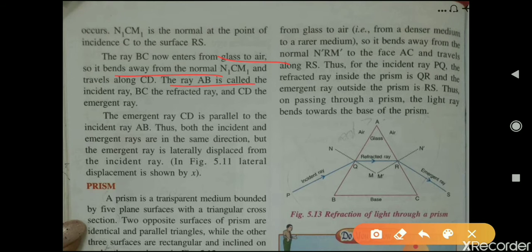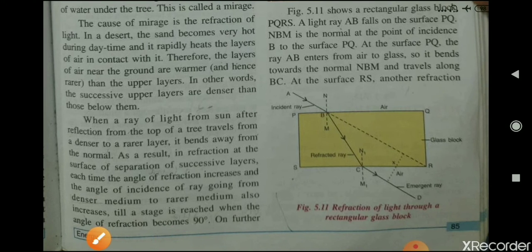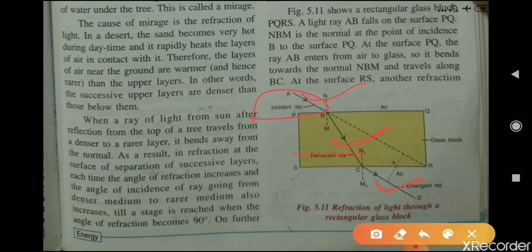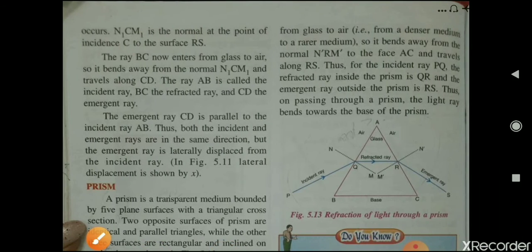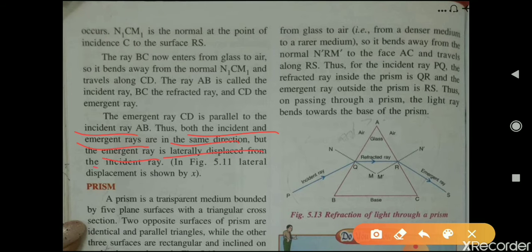The ray AB is called the incident ray, BC is called the refracted ray, and CD is the emergent ray. As you can see in this diagram, this is the incident ray, this is the refracted ray, and this is the emergent ray. The emergent ray CD is parallel to the incident ray AB. Thus, both the incident and the emergent rays are in the same direction. But the emergent ray is laterally displaced from the incident ray.